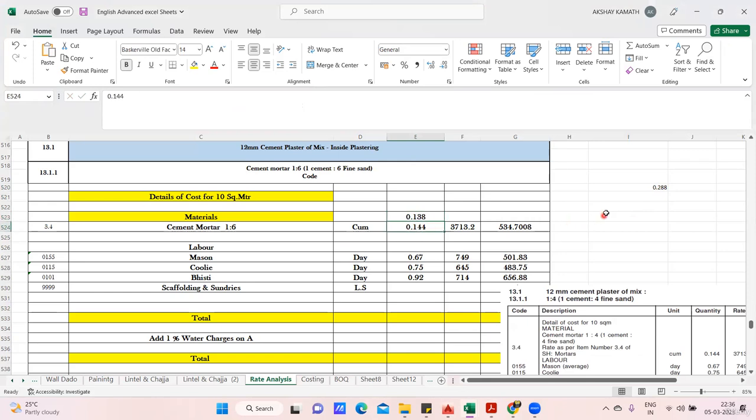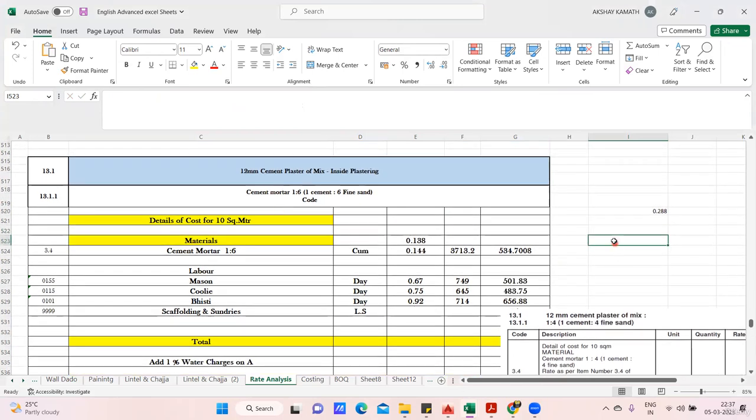The mistake is that this is your mortar quantity. I don't require that. I'll start with this. See what is given: it's a 12 mm plastering, and for 10 square meter it is given. I'll convert this into volume. For volume, it's 12 mm, so it will be 0.012. How much is it coming?